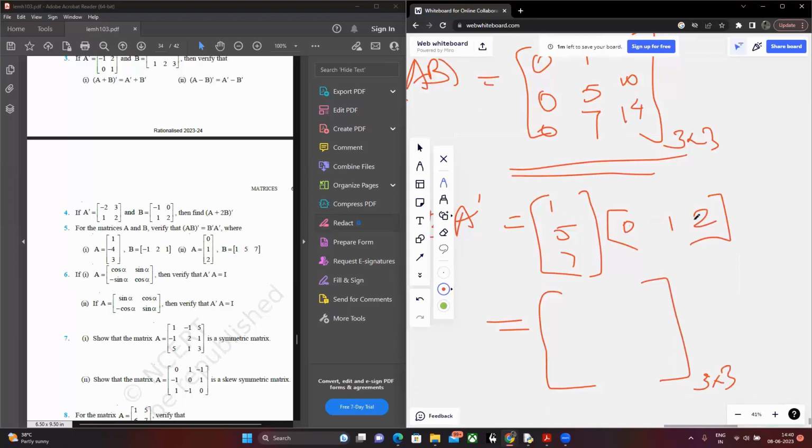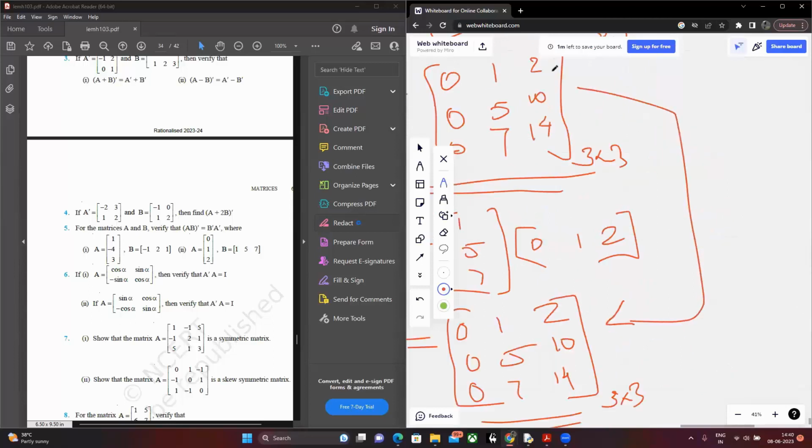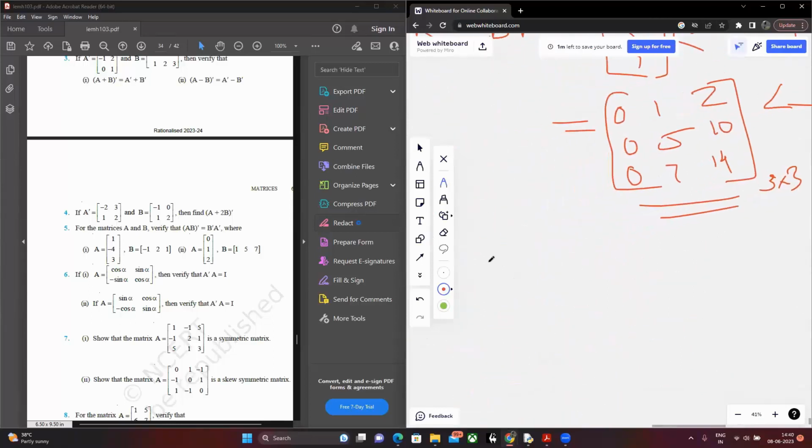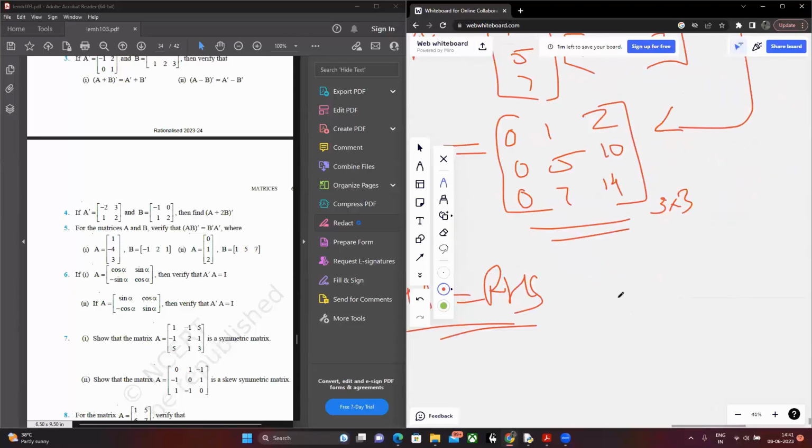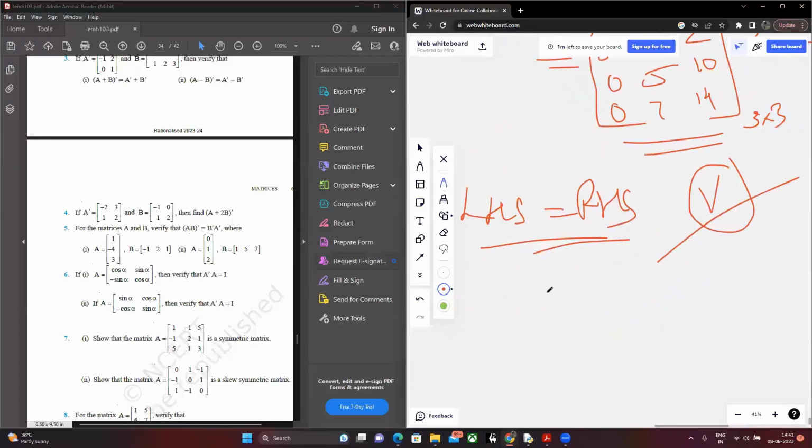With elements 1 times this row, that is going to be 0, 1, 2. 5 times this row, that is going to be 0, 5, 10. And 7 times this row, that is going to be 0, 7, 14. Notice that this matrix and this matrix are equal. Therefore, your LHS is equal to RHS and you have verified, or proved, whatever.